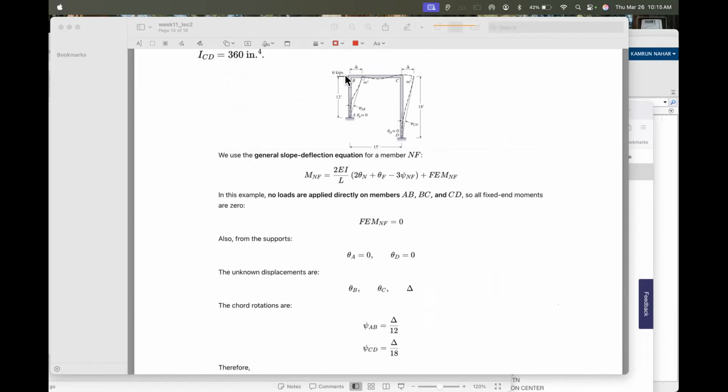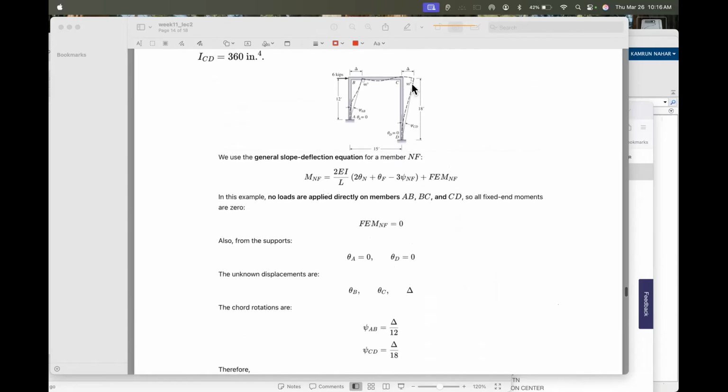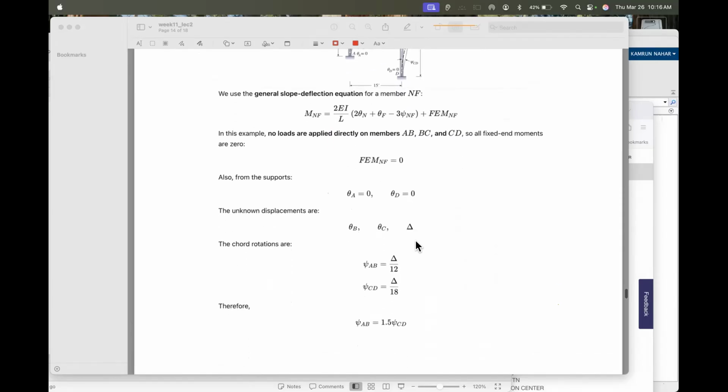Delta divided by the length, or the height. And now it's height because it's for the vertical bar, so you can say it's a column. Here it is 12 feet, write that one. For bar CD, psi CD equals delta divided by the height, 18 feet. Write that down.